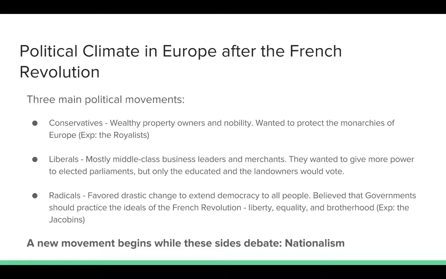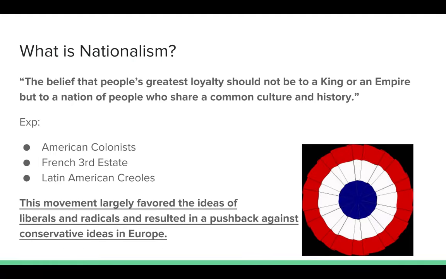Finally were the radicals, and they favored drastic change to extend democracy to all, not just the educated and the landowning, but to everyone. And they believed that governments should practice the ideals of the French Revolution, which were liberty, equality, and brotherhood. And obviously this sounds very, very familiar to the Jacobins of the French Revolution. As this debate is being had, we see a new movement start to pop up around Europe. And that movement is called nationalism.